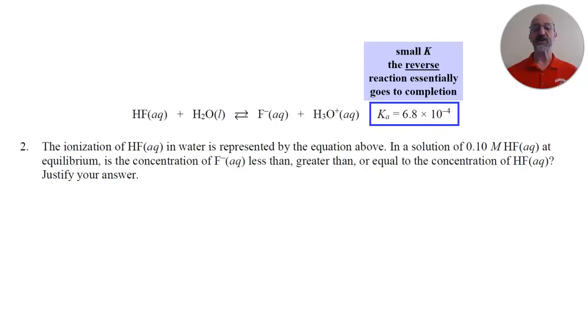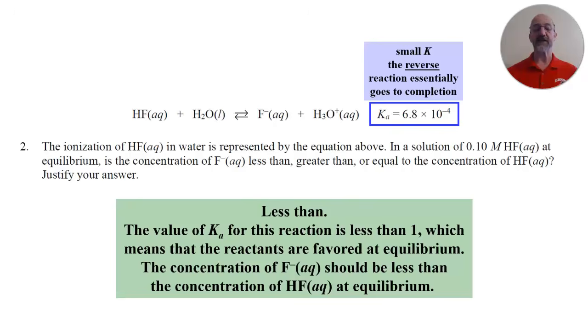Is the concentration of F- less than, greater than, or equal to the concentration of HF? And the answer is less than. So here is the justification. The value of Ka, or the equilibrium constant for this reaction, is less than 1, which means that the reactants are favored at equilibrium. Therefore, the concentration of F- should be less than the concentration of HF at equilibrium.